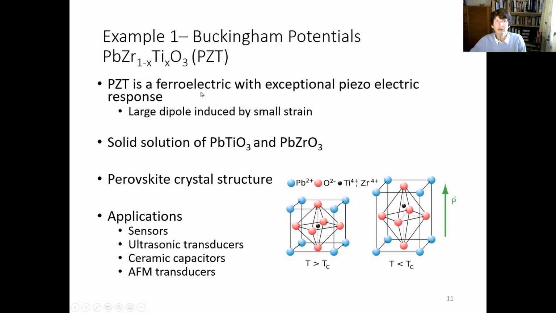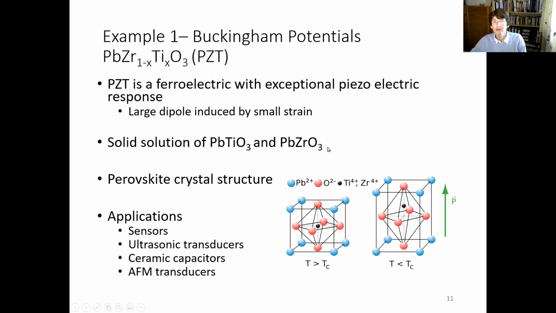So PZT is a very important ferroelectric because it has an exceptional piezoelectric response. If you put a very small strain in the material, you induce a very large dipole moment. So it's very sensitive. Conversely, if you apply an electric field, you induce a very large strain. So they're used widely for sensors or transducers. Transducers change strain energy into an electrical signal, or they're used in capacitors.